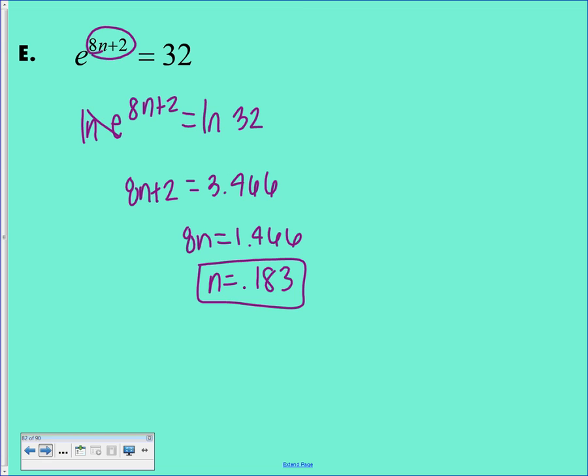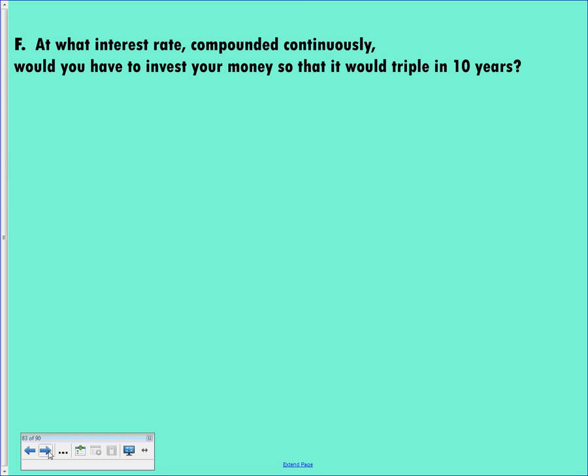Okay, so let's see if we can answer some story problems, everyone's favorite. So F says, at what interest rate, compounded continuously, there's one of those magic words, would you have to invest your money so that it would triple in 10 years? Continuous is the first one I see. Continuous means I have to use PERT. So if you haven't picked up on that, make yourself a big note and highlight and circle it. Continuously means you have to use PERT. So my formula is A equals P e to the rt.